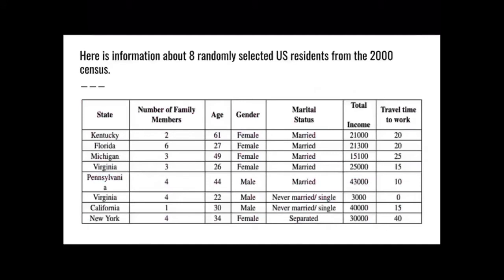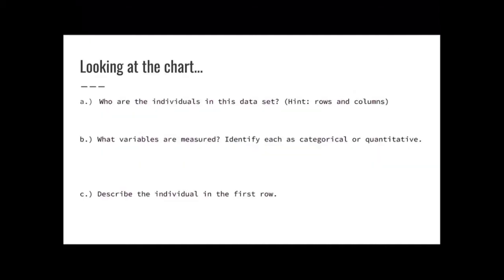All right, so here's some information about 8 randomly selected U.S. residents from the 2000 census. Notice how in our column with state, we have all these words, the different states. Number of family members, we have numbers. Age, we have numbers. Gender, we have either females or males. Marital status, we either have married or single, and we have separated. Total income, these are number amounts. And lastly, travel time to work, which are also number amounts.